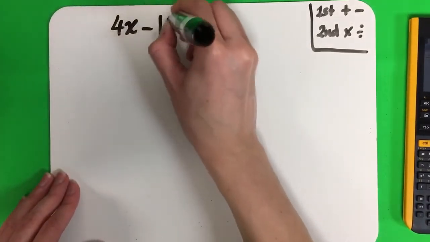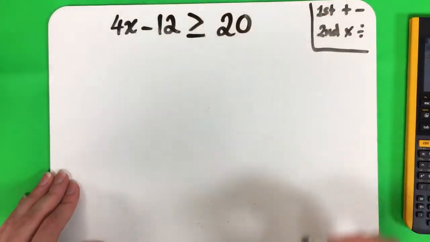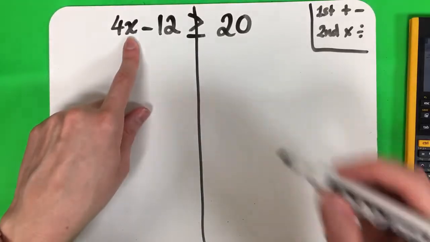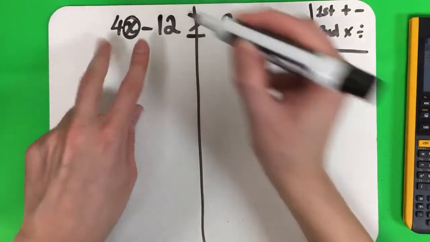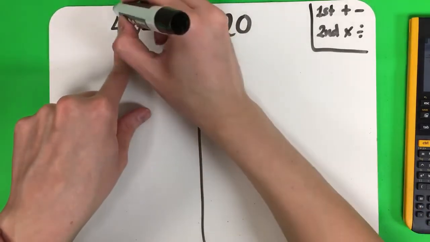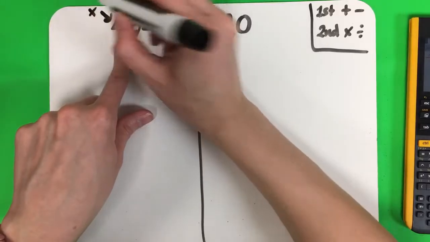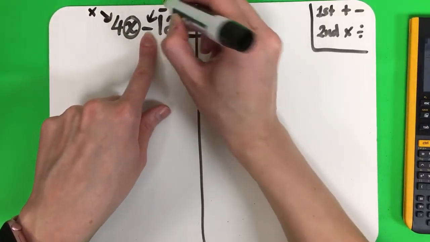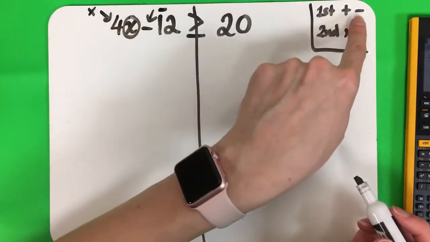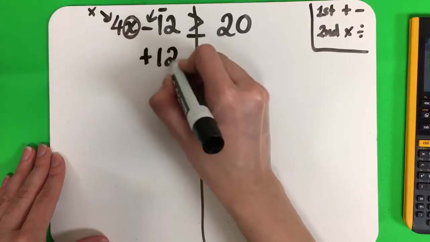4x minus 12 is greater than or equal to 20. Draw your line. Okay, you want x alone, circle x. Two numbers with x, 4 and negative 12. So here we go. Here, nothing in the middle, it's multiply. And this is minus. Which one is first, multiply or minus? First is minus. The opposite of minus is plus, so plus 12.